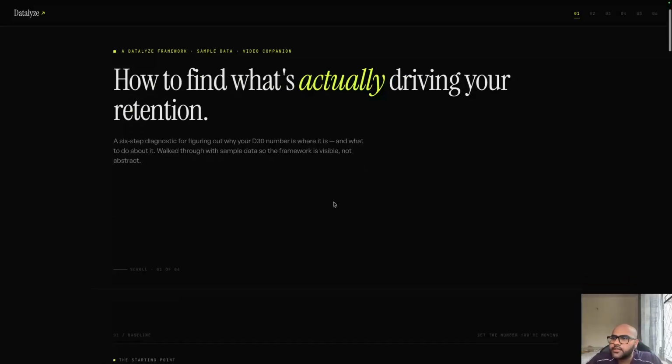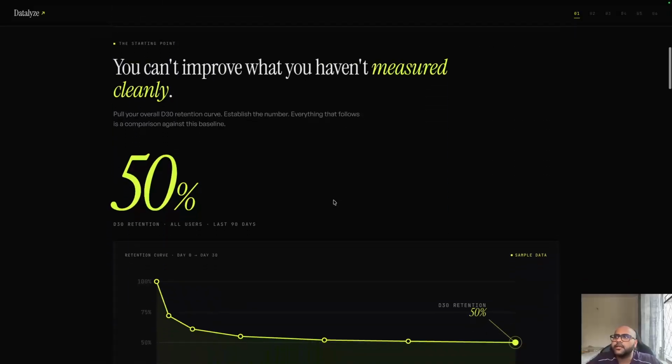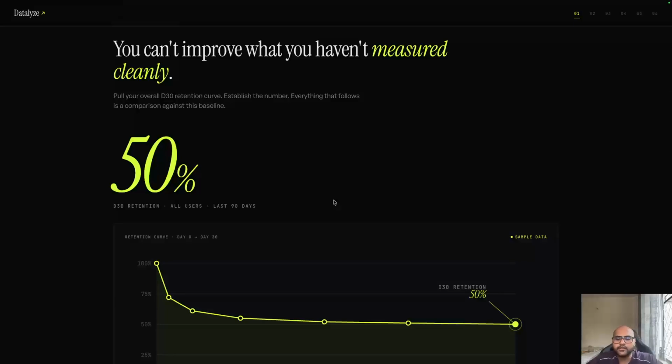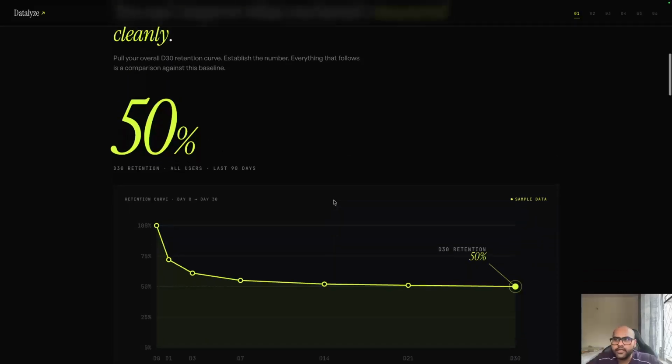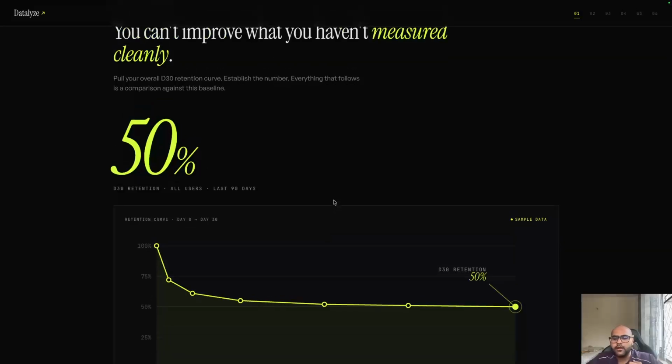So the first and foremost important thing is you can't actually improve retention until you have a very clear baseline, right? Let's take an example of day 30 retention. So let's say you want to identify your day 30 retention and work on that. The first thing is, can you clearly identify what your day 30 retention is, right? And what's your definition of retention that you can rely on.